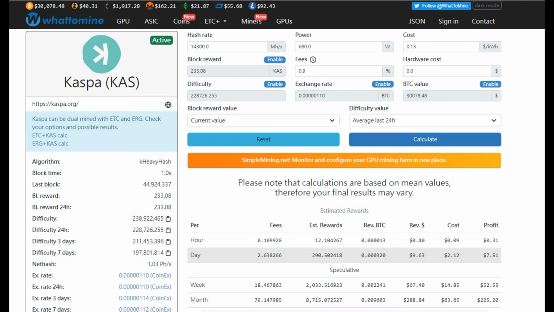Using the KAS mining profitability calculator on the WhatToMine website, with a hash rate of 14,300, power consumption of 680 watts, electricity cost of $0.13 per kWh, and a mining pool fee of 0.9%, the estimated daily profit is $7.51, based on the coin price as of April 13, 2023. Please note that this estimated profit is subject to change depending on the fluctuation of the coin price.